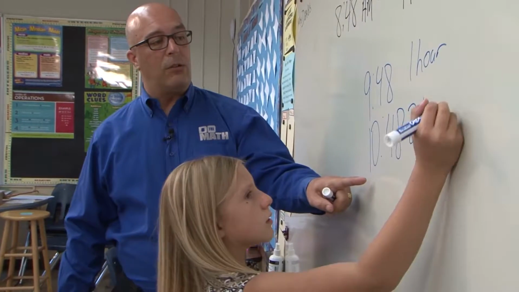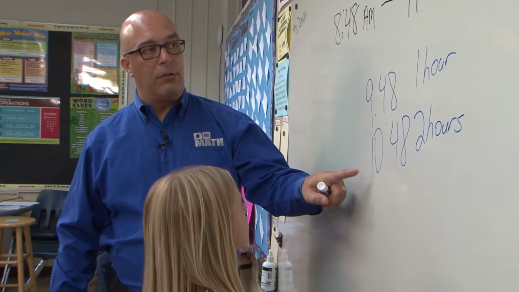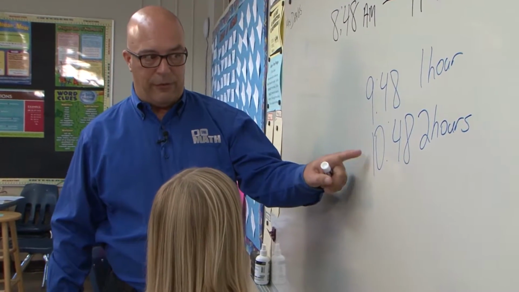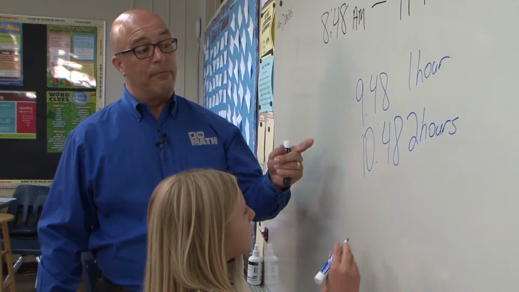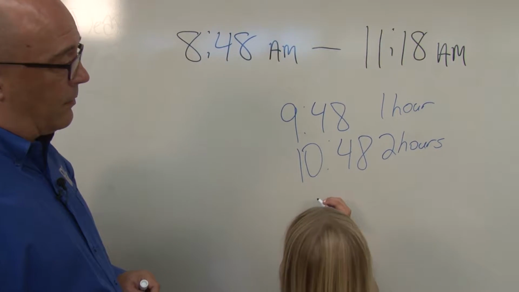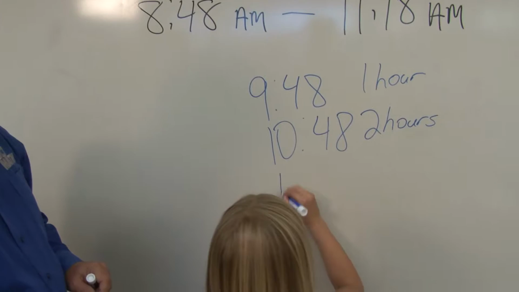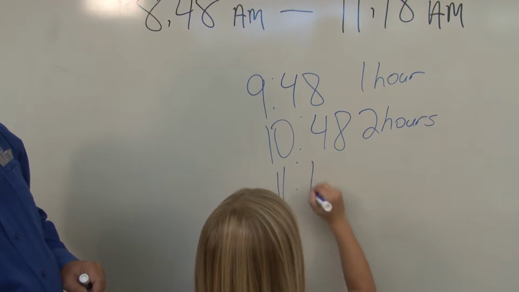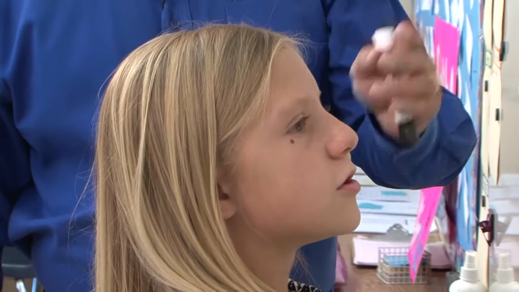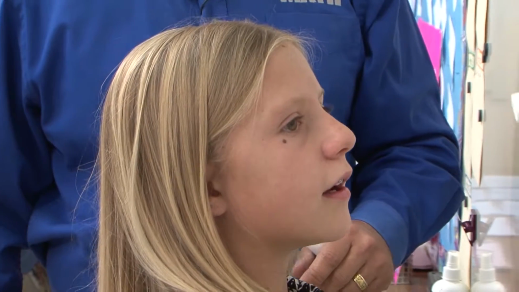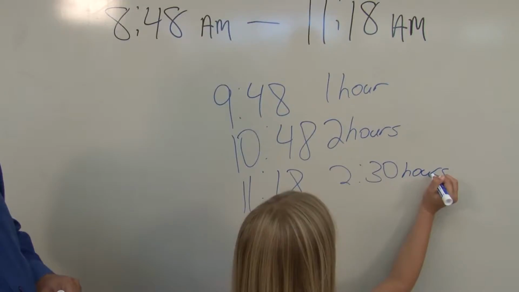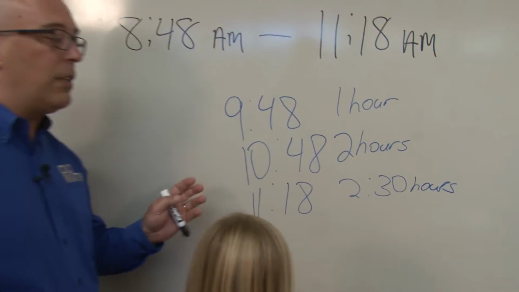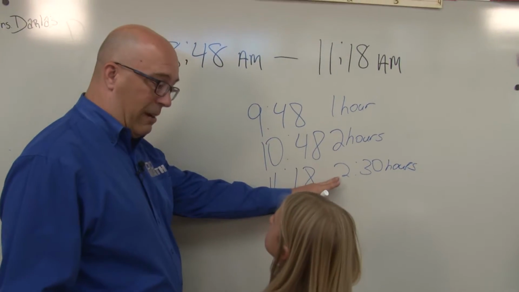And then you want to go to 11:18 from 10:48. And how long will that be? 30 minutes. 30 minutes. So you're going to add 30 minutes to that, right? Yep. 2 and a half hours. Okay, so now we know that you've worked on this project for 2.5 hours.